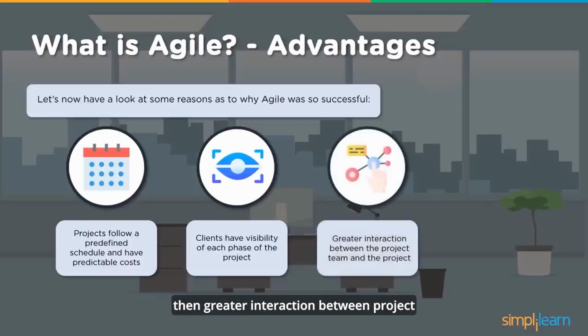Then there is greater interaction between the project team and the project, which means there needs to be collaboration. Agile emphasizes collaboration. Scrum in specific has something called the daily Scrum, a 15 minute meeting where the entire Scrum team comes together, sits together, and expresses what they have completed since the last daily Scrum meeting, what is pending and why, and what they are going to do before the next meeting.